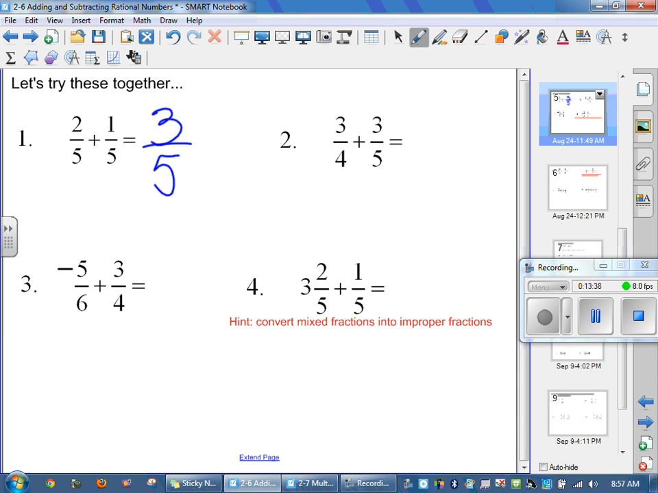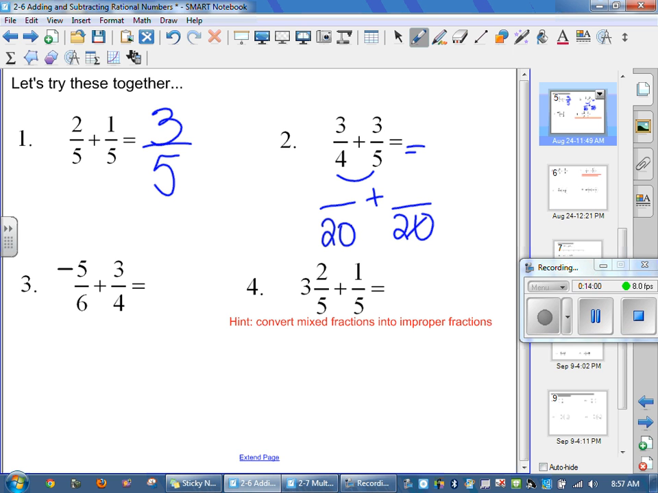Number 2 has a different bottom number. So what am I going to do to number 2? Multiply it to match the given number. Good. So you're going to multiply the bottom numbers. Okay? So when I multiply the bottom numbers, I'm going to get something over 20 plus something over 20. Does that make sense? Okay. Because 5 times 4 is 20.